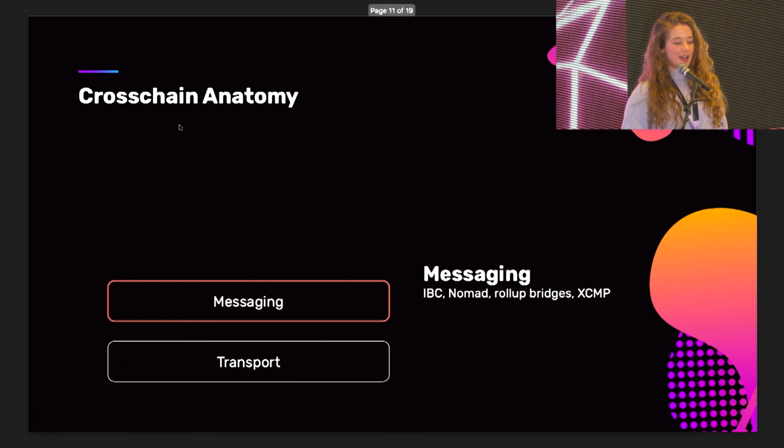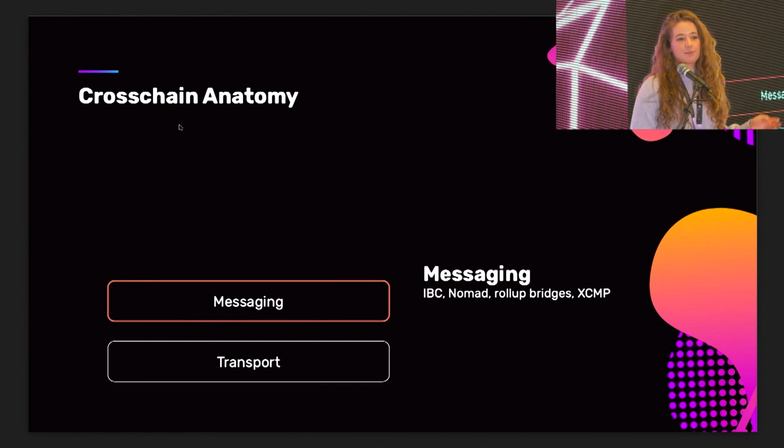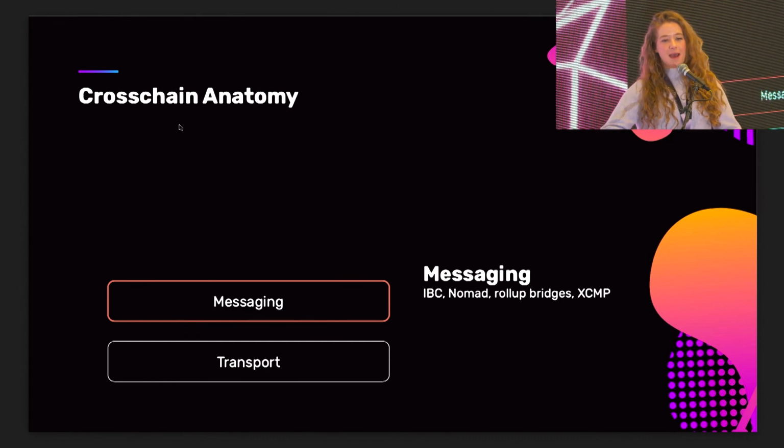And on top of that, you have the messaging stack. The messaging basically governs the how of data transferring between these chains. So it's your roll-up AMB, it's Nomad, it's your IBC protocol. It's basically how the data can be passed between the different chains once you have people who are able to pass it.